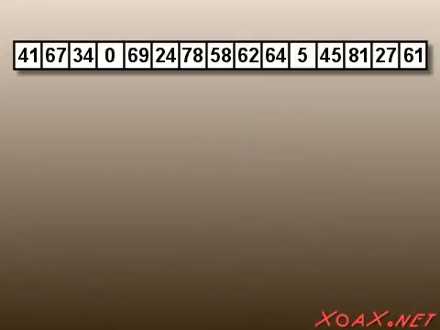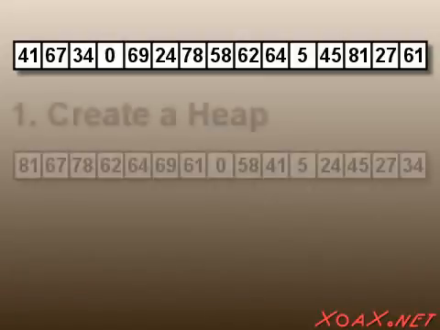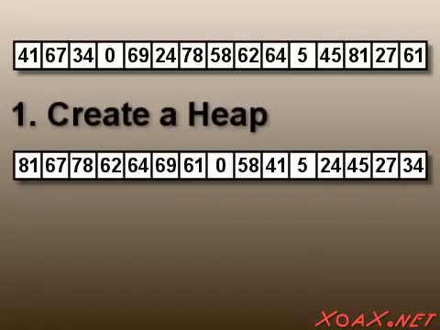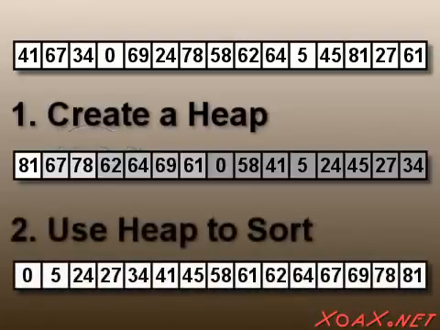The heap sort consists of two steps. For the first step, we construct a heap with all the elements in the array. For clarification, we color-code the levels of the heap with 4 shades of gray so that we can see the implicit tree structure. 81 is the parent of 67 and 78, and 67 is the parent of 62 and 64, for example. For the second step, we use the heap to sort the array.